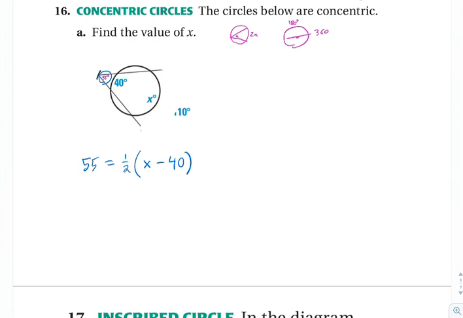So 55 equals that. This time, I don't want to distribute it. I don't want to deal with a half of x. So I'm going to multiply both sides by 2. I get 110 equals x minus 40. Adding 40 to both sides, I get that x equals 150. Great.